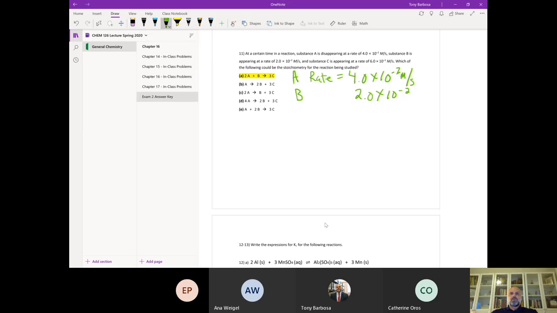Then for the O2 one, your ratio is just 4 to 1. So you're getting a 4 to 1 ratio, so you divide by 4 to get the answer here.